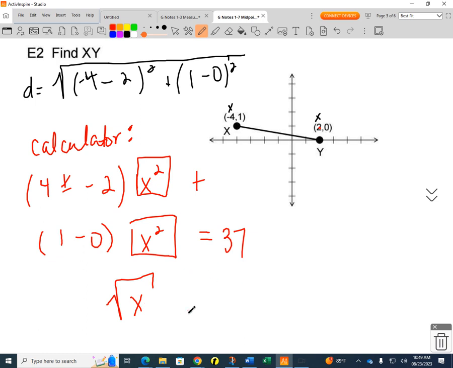6.08. So we're going to round that to the tenths place. If it's 6.08, what do we round it to? 6.1, right? We're rounding it to here, where that rounds to 6.1, because this number is 5 or greater. Make sense? Alright. So let's go on.